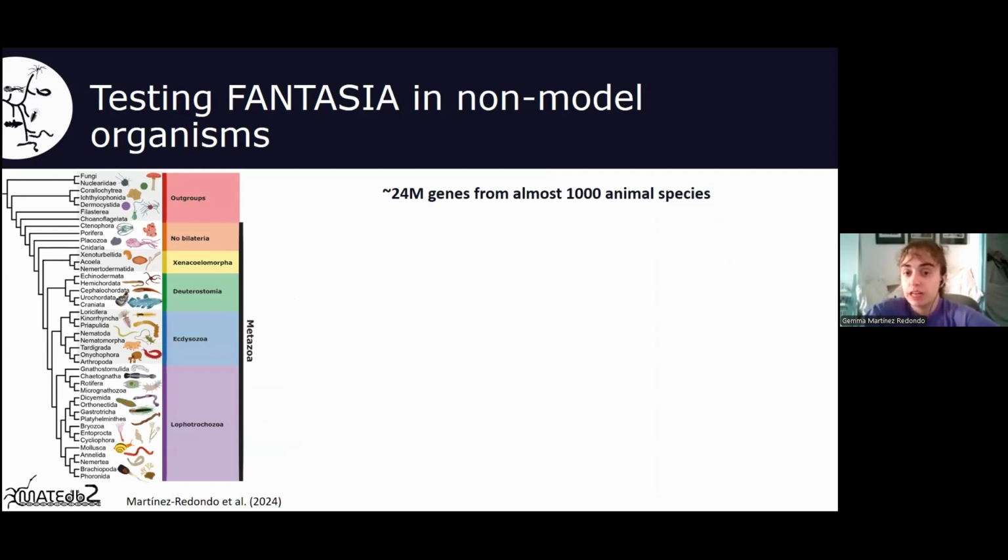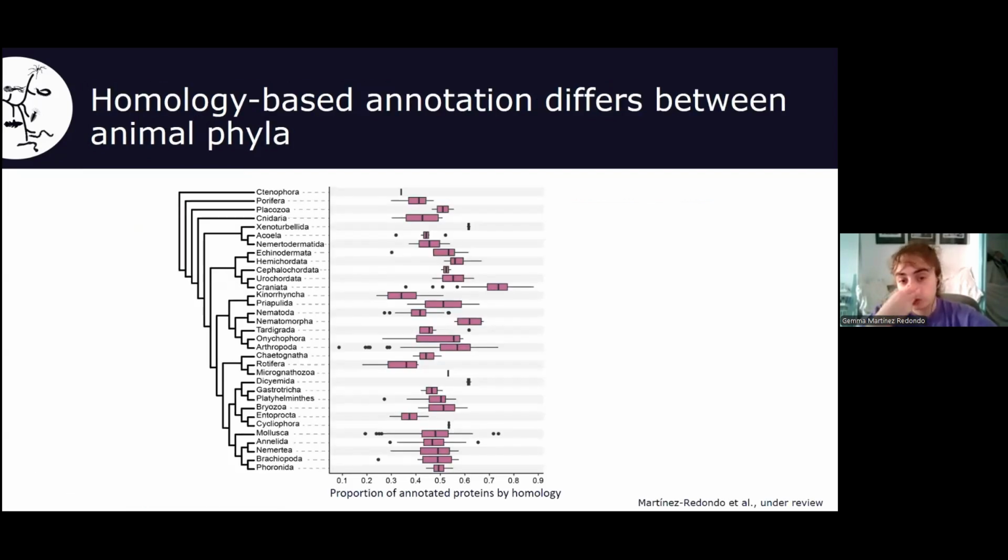What about in non-model organisms? In this case, we would not be able to perform a benchmark. But how many proteins are we recovering with annotations? So we tested it in this dataset, MetazoaDB, that has around 24 million genes from almost 1,000 animal species, because when we use homology-based methods, like in this case EggNOG-mapper, to functionally annotate the different proteomes of these species, we got around 50% of all the genes remaining without any annotation.